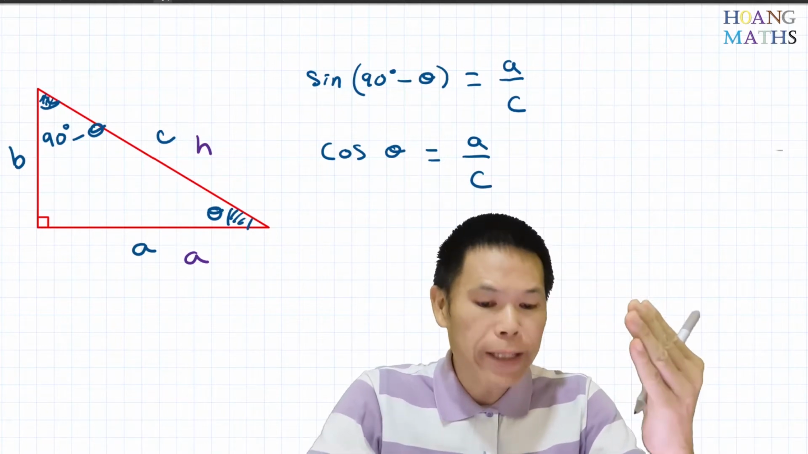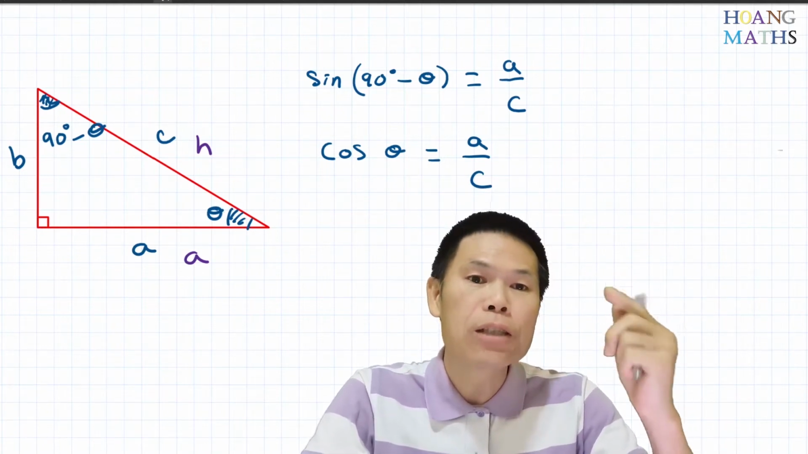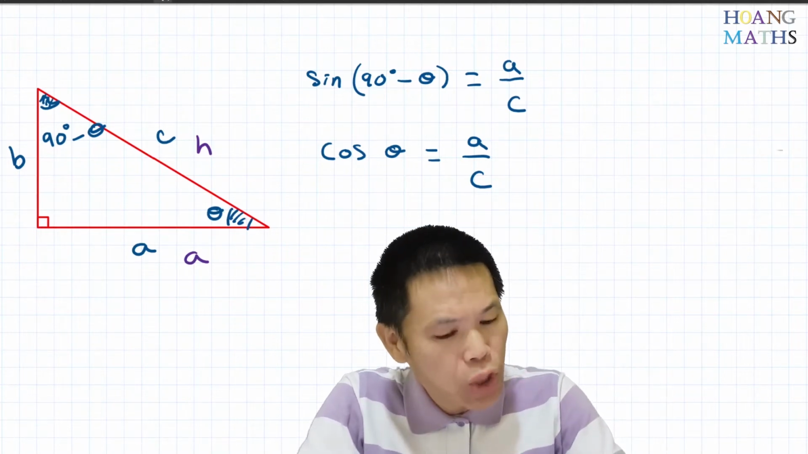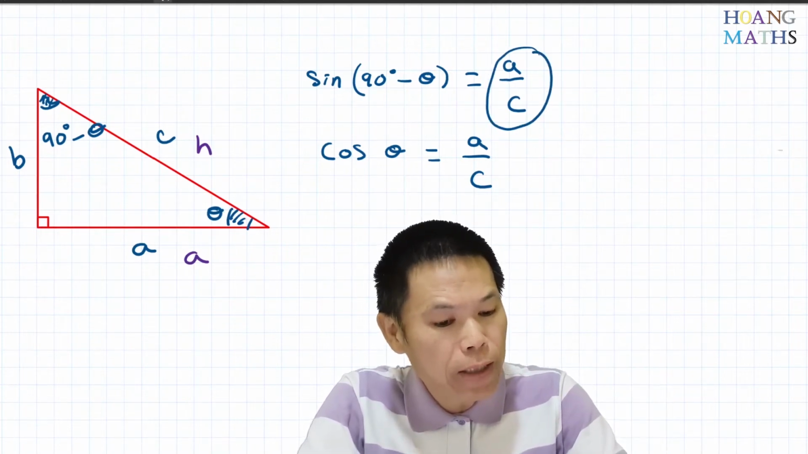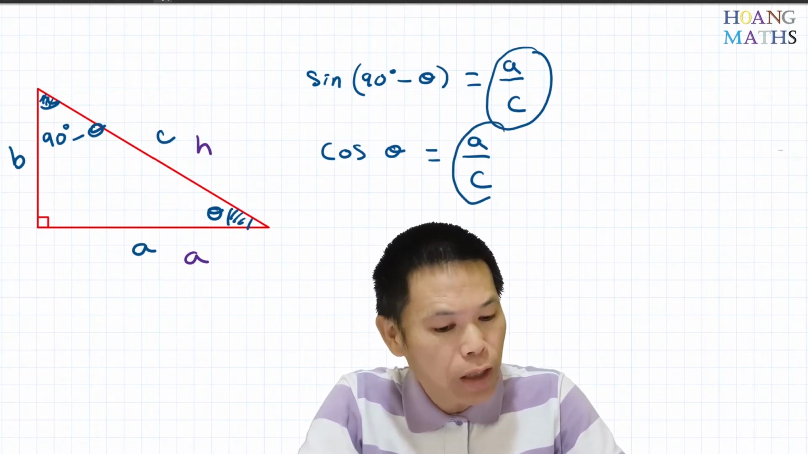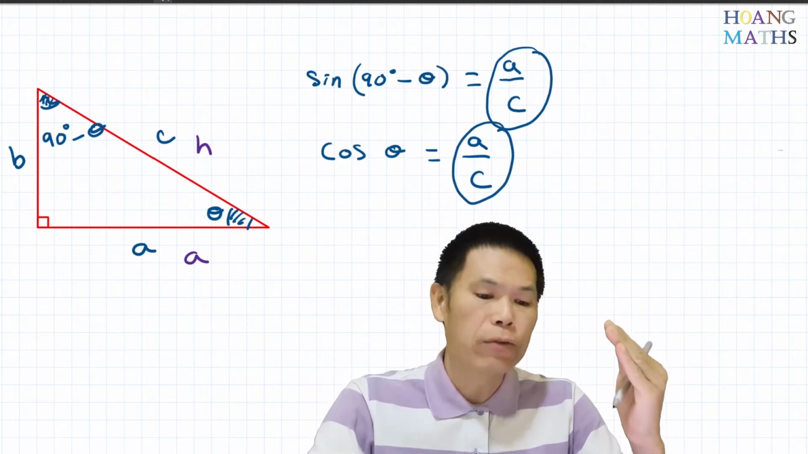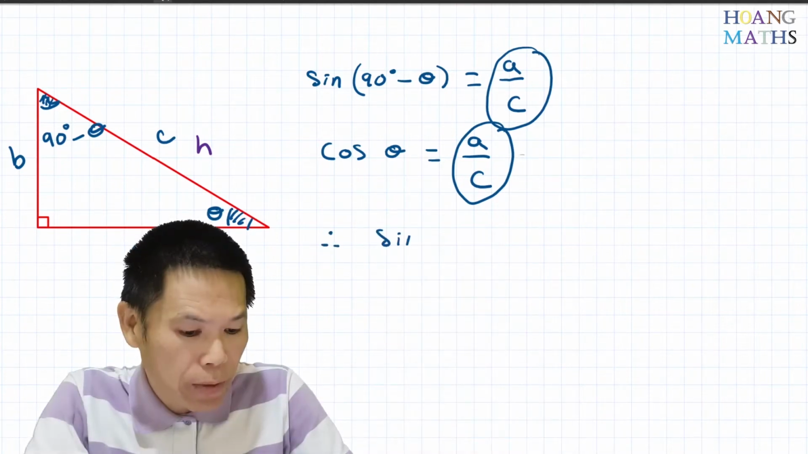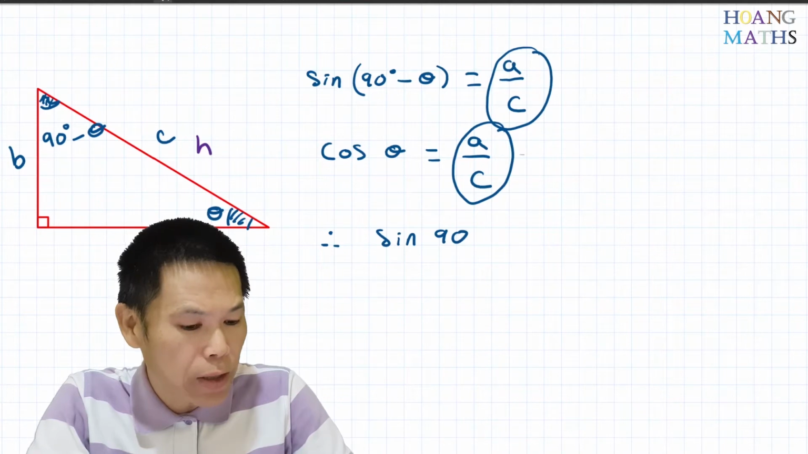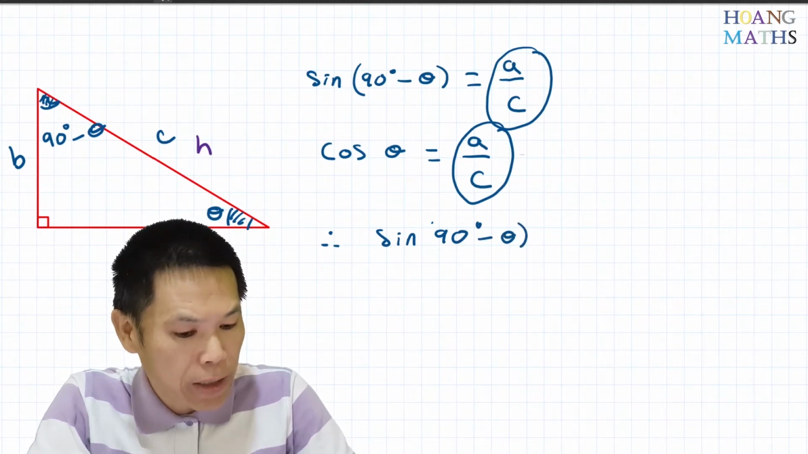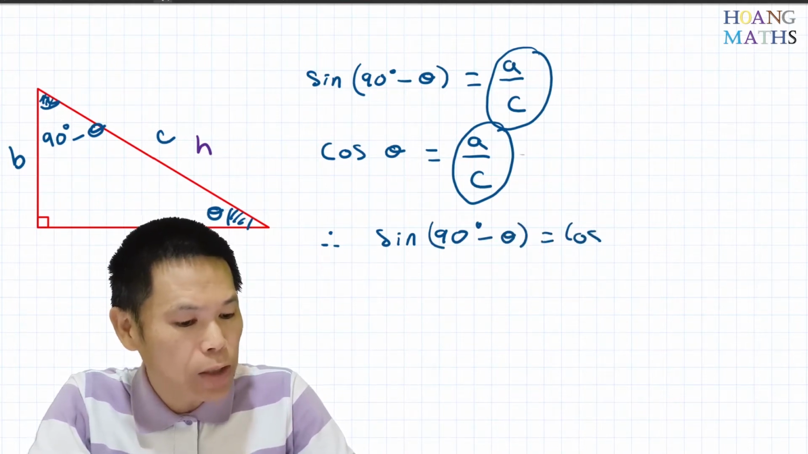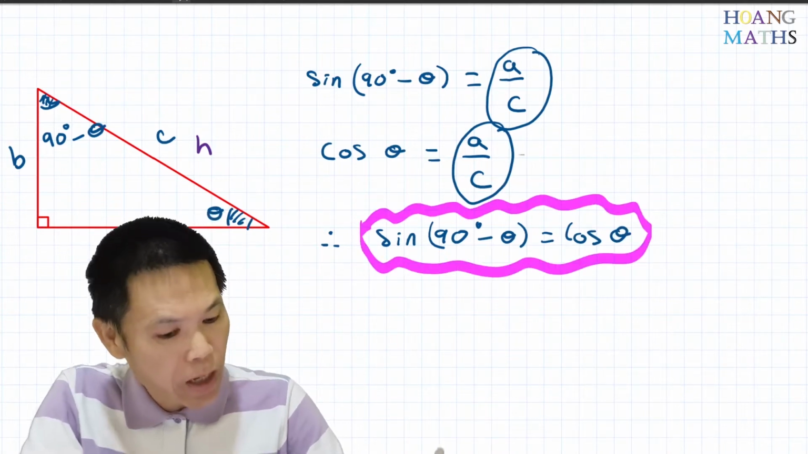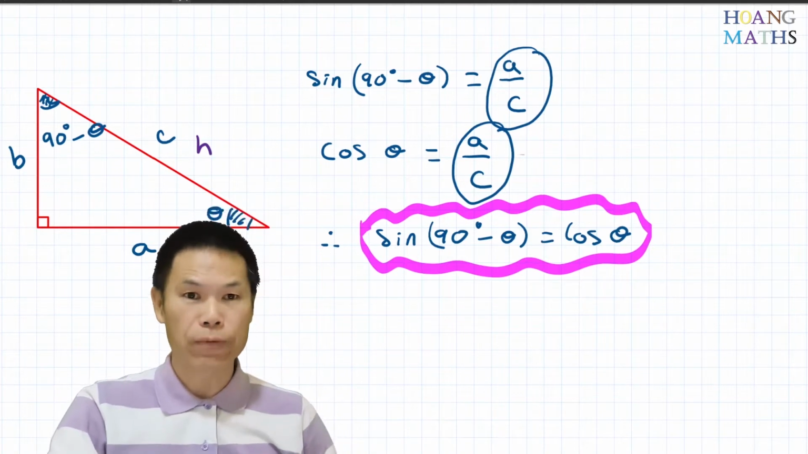So therefore, you can see that sine of 90 degrees minus theta is equal to cos of theta. Because sine of 90 minus theta is A over C, and cos of theta is also A over C. So therefore, we know that sine of 90 degrees minus theta is equal to cos of theta.